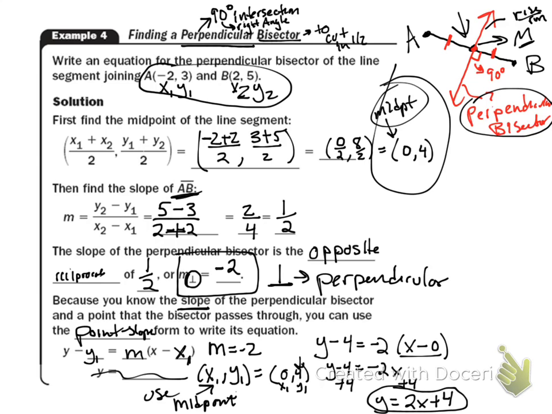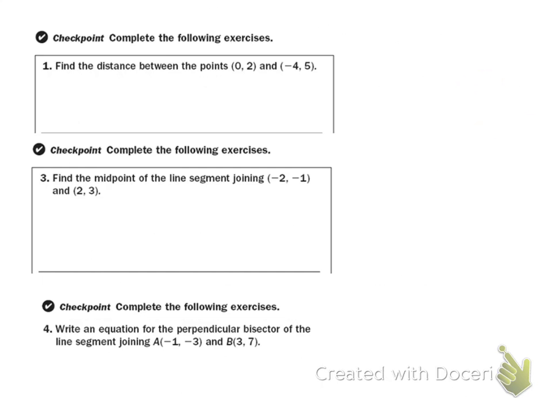Okay, that's probably the toughest problem you're going to see from this section. I'm going to see how well you guys do on your self-quiz. Built in between each of those examples were some checkpoints. So please try, if you didn't already, the distance for number 1 between those 2 points. For number 3, you're just finding the midpoint. And for number 4, you're trying to find the equation of the perpendicular bisector that joins point A and point B, which is the very same problem that we just went over.